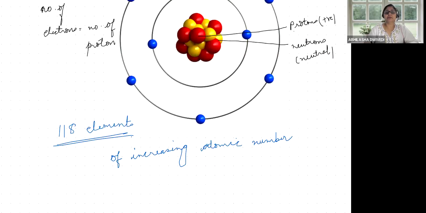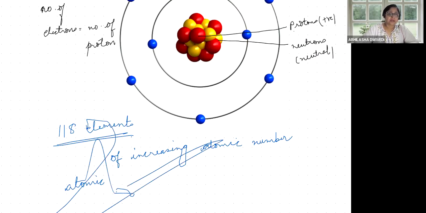Now, what about neutrons? Neutrons don't have any charge at all, right? They are neutral, as I said. But what they do is they contribute to the atomic mass. So atomic mass is another word which you should be aware of. I'm so sorry about the mess here. Just give me a second and it will be gone.